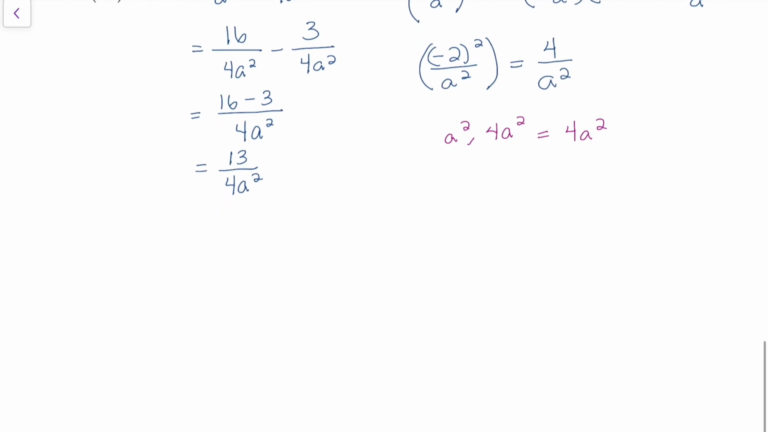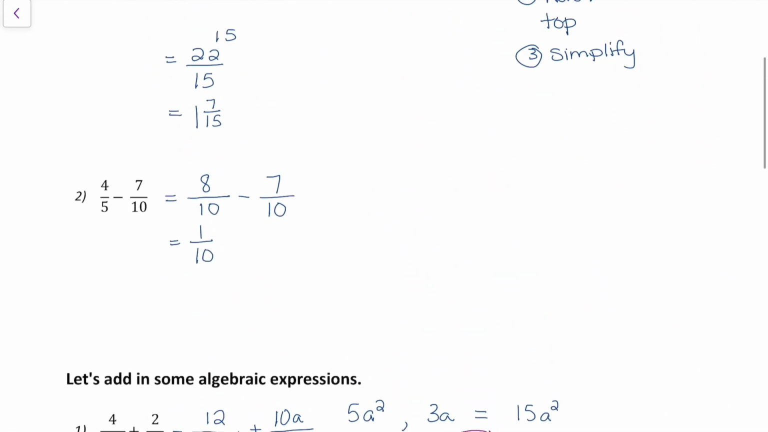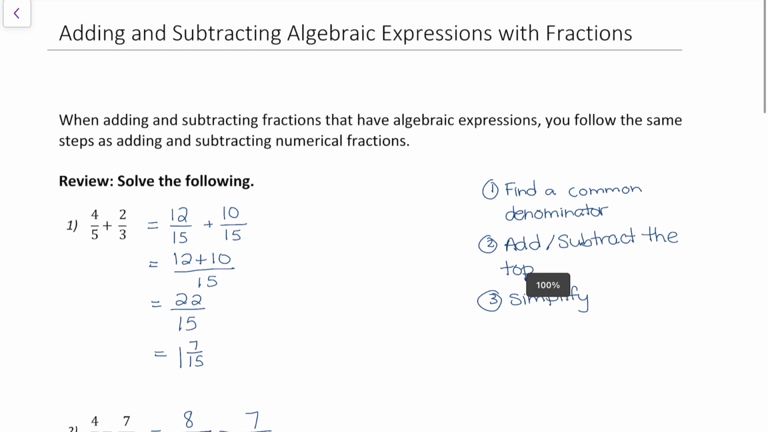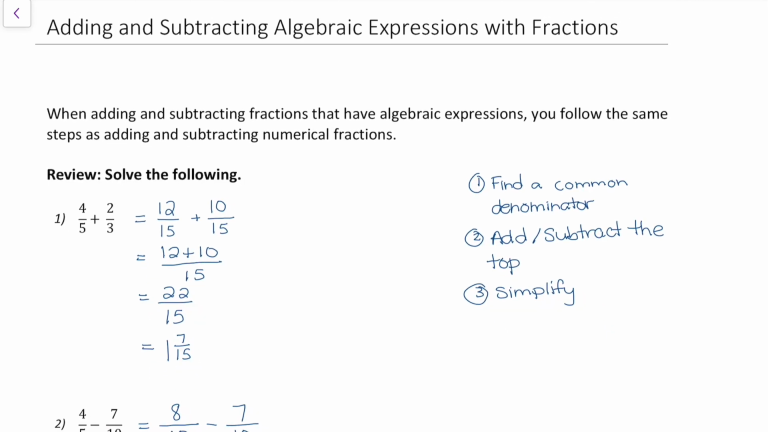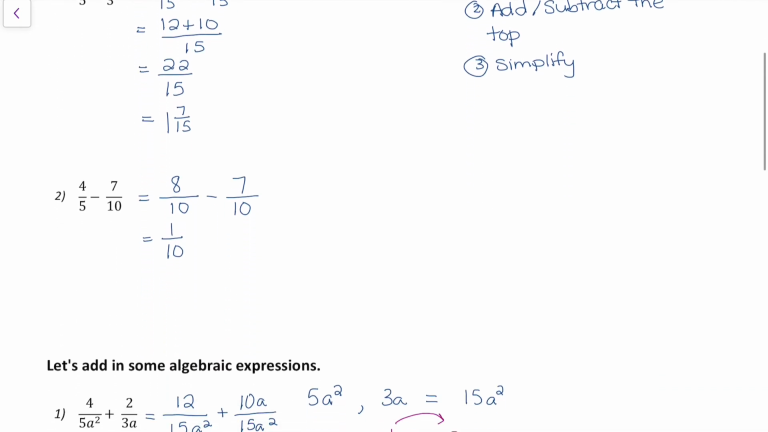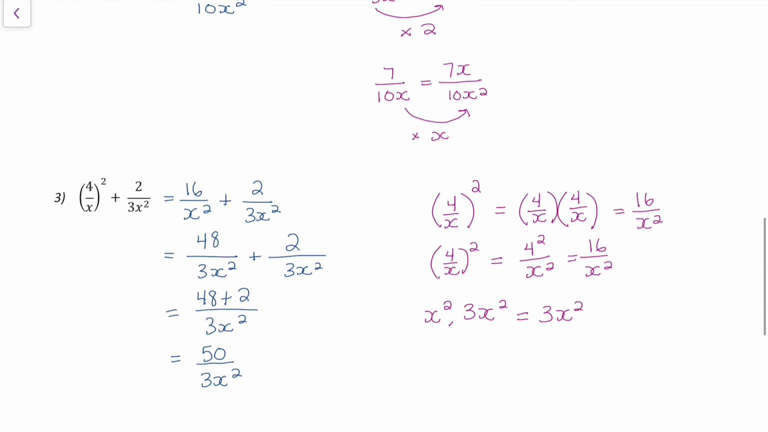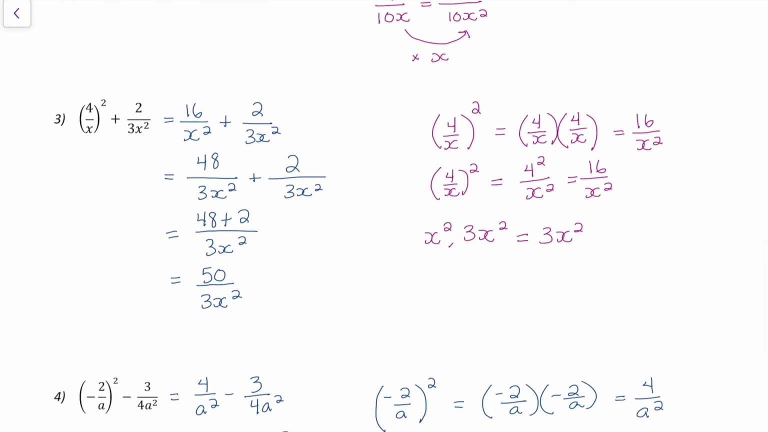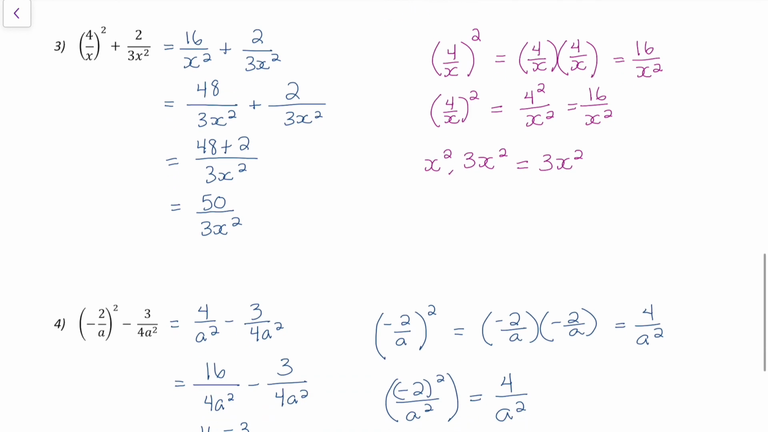Okay, so again, just to summarize, when you are adding and subtracting fractions that have algebraic expressions in them, you're following the exact same steps as you did when you were adding and subtracting regular fractions. And a key thing to keep in mind here that we added in is also these exponents being multiplied into a bracket with a fraction, and what that means, especially in terms of the negative.